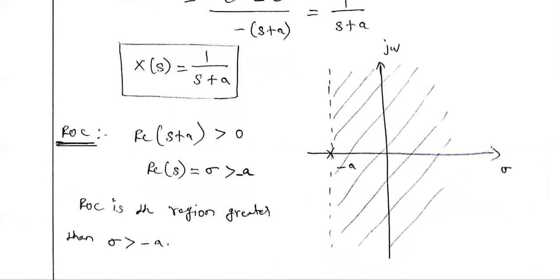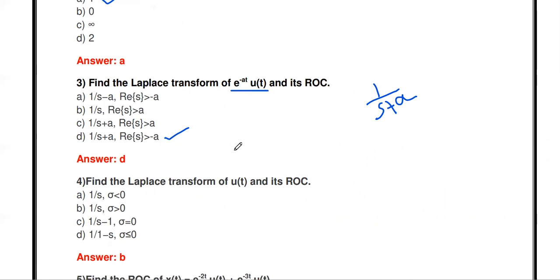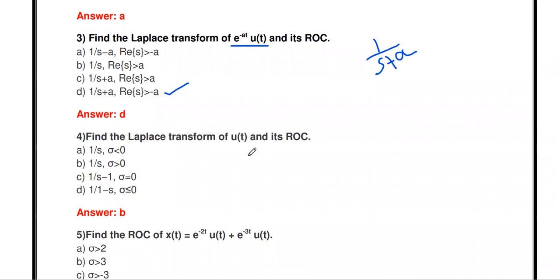So all these problems we solved already. All these things are available in the signals and systems playlist in my channel. I will give the link in the description box. You can verify it. And find the Laplace transform of u of t and its ROC.